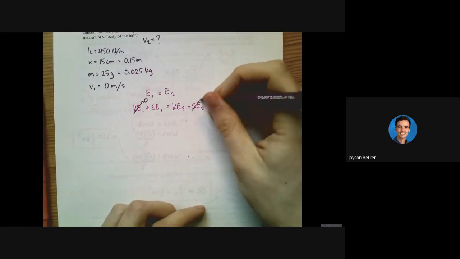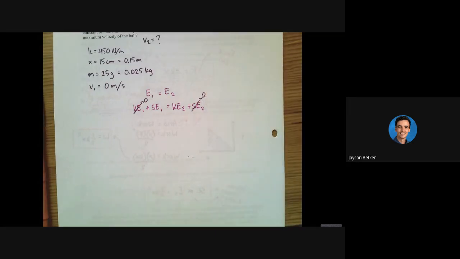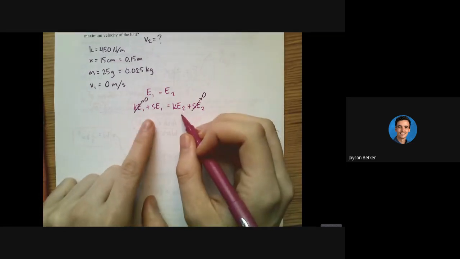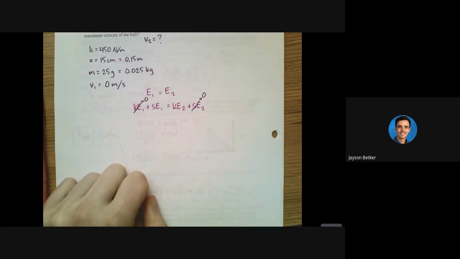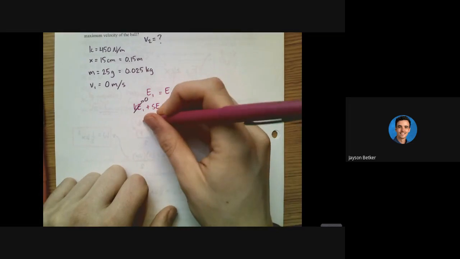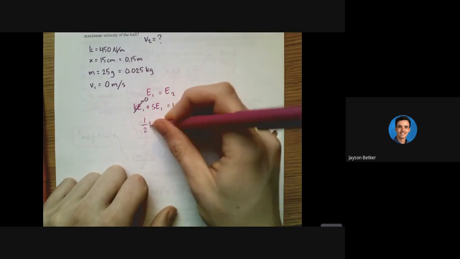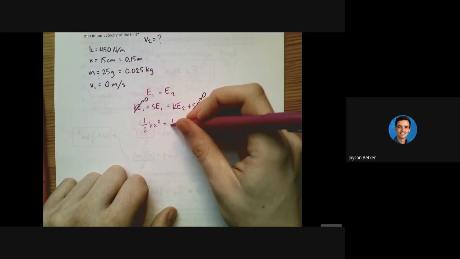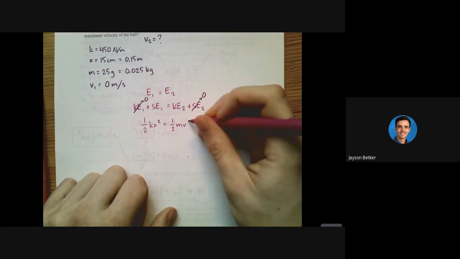And right when it leaves that spring, there is no more spring energy in it. That is a very, very key concept. Okay, so no spring energy in that ball anymore. All of that spring energy has been converted to kinetic energy. So SE1 equals KE2. So let's replace SE1 with 1/2 kx squared. And let's replace KE2 with 1/2 mv2 squared.